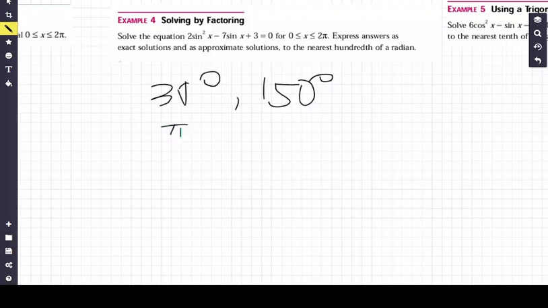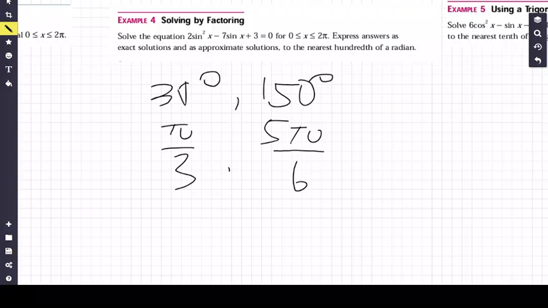The radian versions are pi over 6 and 5 pi over 6. Yep. So now it also asks us to give exact solutions.